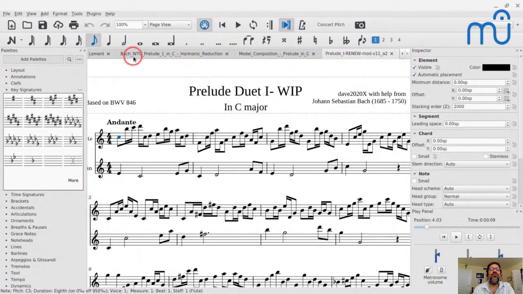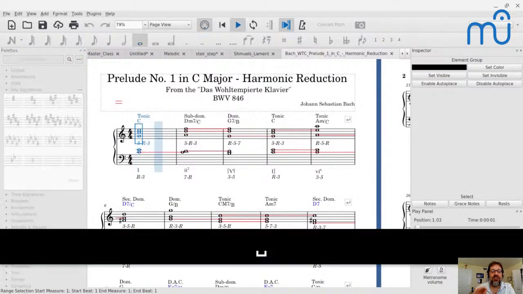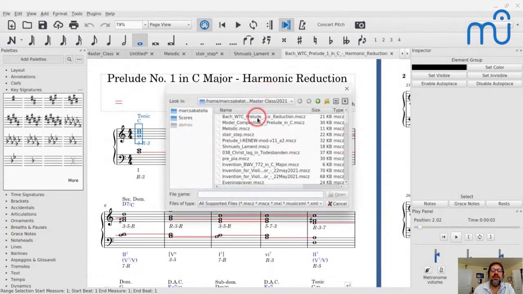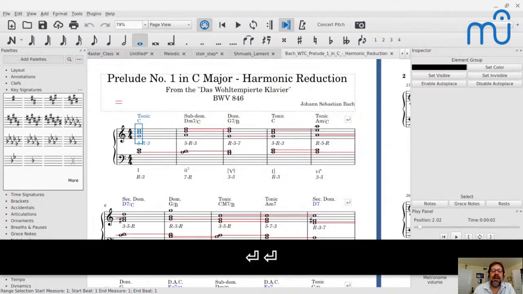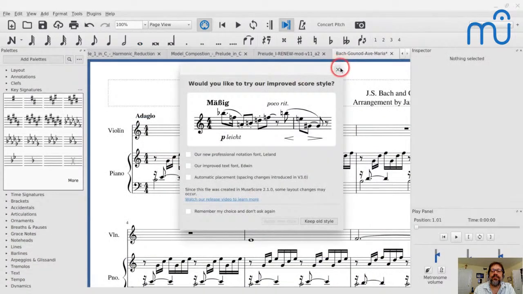For anyone who's still wanting to work on that, I want to point out the harmonic reduction that Frank did, which is really nice. He basically took the original prelude, which I should have here. Do I have it handy is the question. Looks like I have the Ave Maria version, which is good enough.